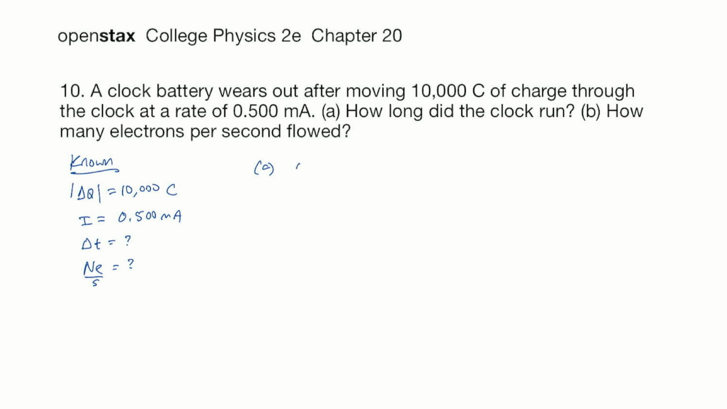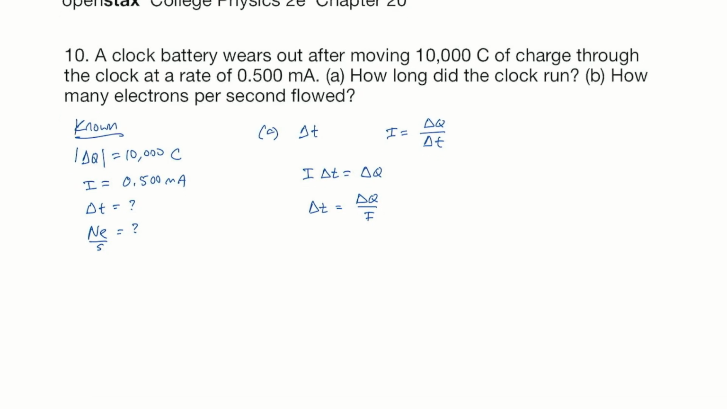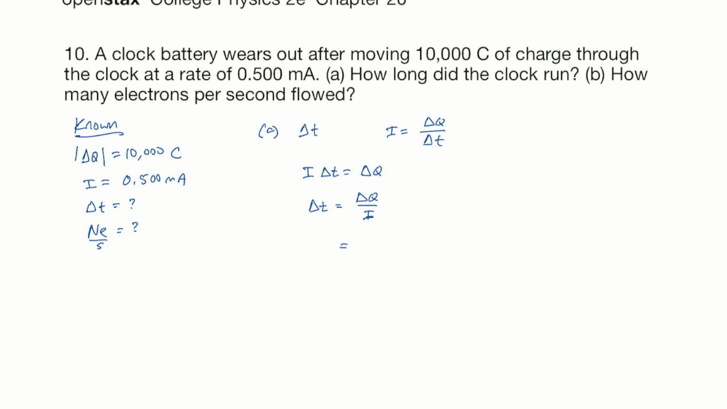We can find delta T using the equation for current. I is the change in charge over the change in time. So if we multiply both sides by delta T, I delta T is equal to the change in charge. Now divide both sides by current I. Our delta T is the change in charge over the current. We have both of those numbers.